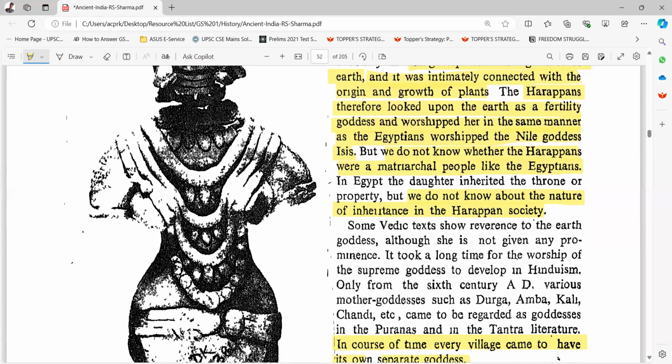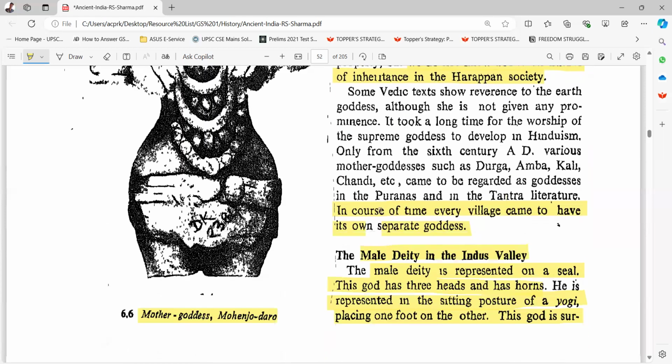It took a long time for the worship of the supreme goddess to develop in Hinduism. Only from the 6th century AD, various mother goddesses such as Durga, Amba, Kali, Chandi, etc. came to be regarded as goddesses in the Puranas and in the Tantra literature. In course of time, every village came to have its own separate goddess. The male deity in the Indus Valley is represented on a seal.